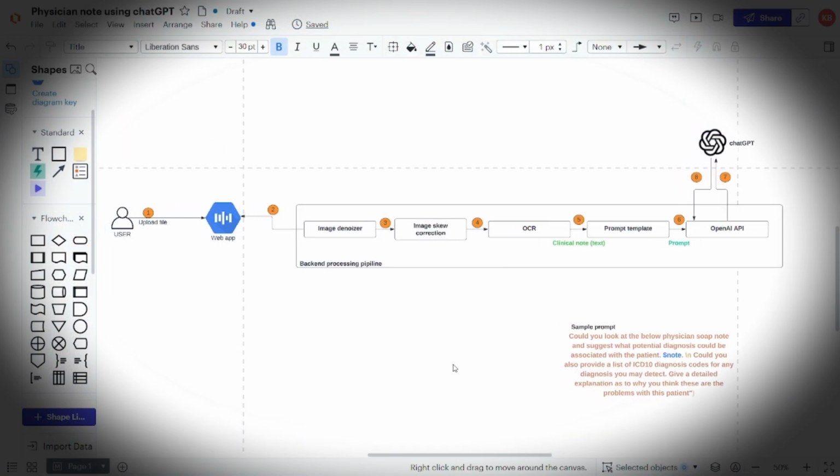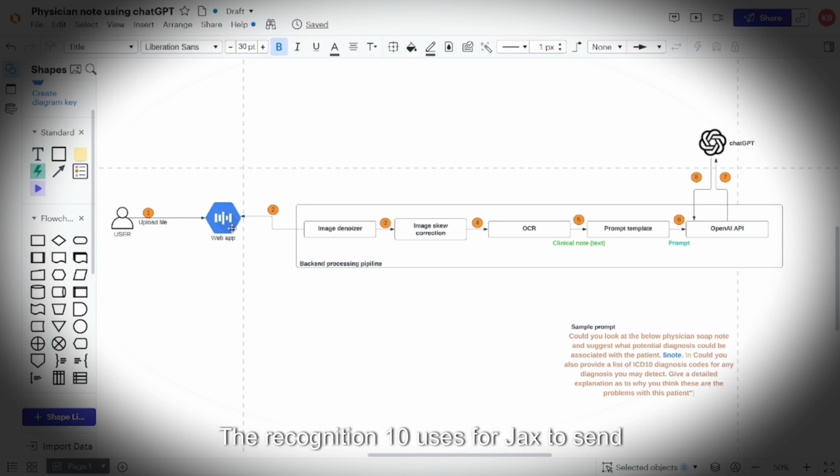So now let's look into the backend architecture of this application demo. Here the user accesses this web app and uploads a file. This web app is a simple HTML, JavaScript, jQuery based web application. The web application then uses Ajax to send this file to a backend processing pipeline. This pipeline has multiple stages.